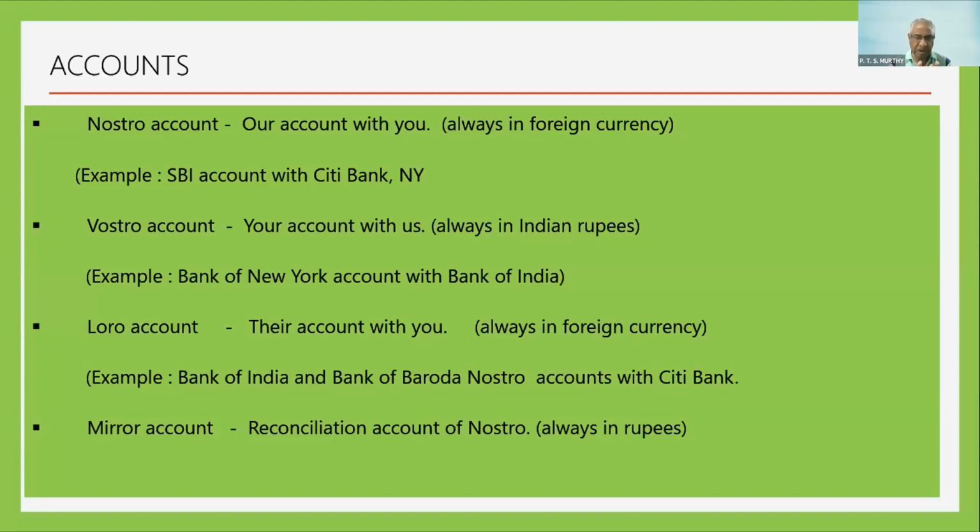For example, our Union Bank is having say 25 to 30 nostro accounts in different currencies. In US dollar itself, we may be having 3 to 4 nostro accounts with different banks, maybe JP Morgan, Citibank, like that. Euro we have, then JPY we have, then GBP we have. For each nostro account, there will be a corresponding mirror account. The mirror account is always used for reconciling the nostro transactions. So this is 1, 2.